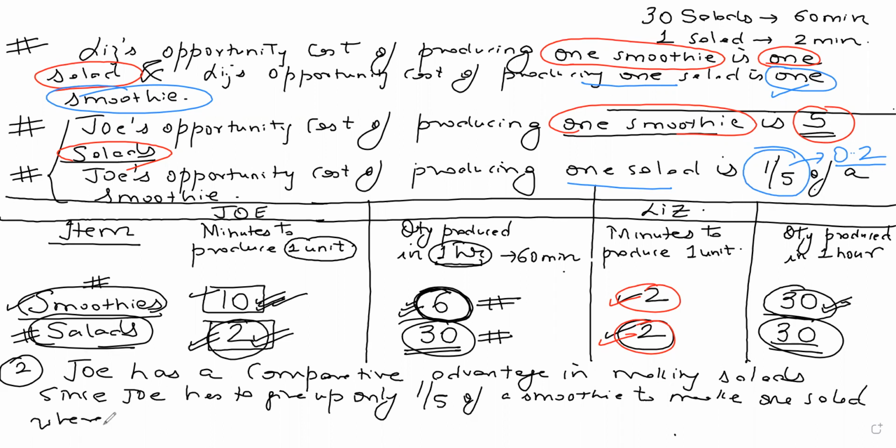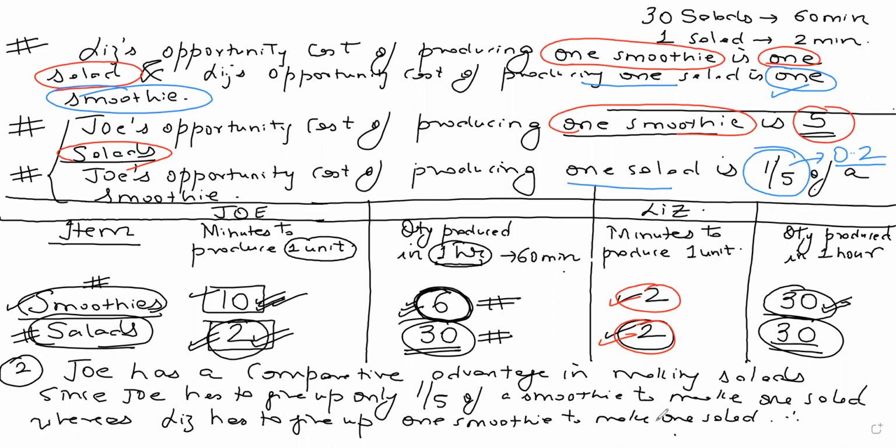whereas Liz has to give up one smoothie to make one salad. Therefore, I can write Joey has a lower opportunity cost in making salads. So I hope students have understood this.